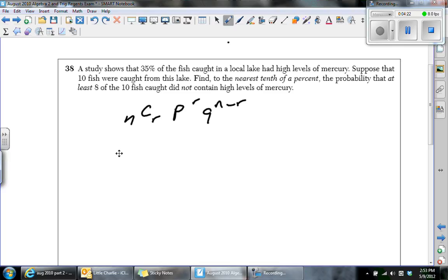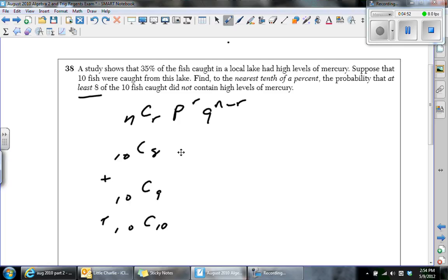Now, in nCr, the n is 10, the r is 8. So we have at least 8 out of 10. So we're going to have 10C8, since it's at least 8, and we have 10C9 and 10C10. And we're going to add these eventually.